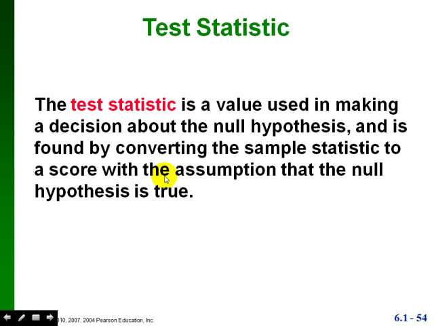Our test statistic comes from our sample data, and as I said earlier, this is basically going to be something like a z-score that we get from our sample data. So it tells us how extreme our evidence is, or how strong our evidence is from our sample.